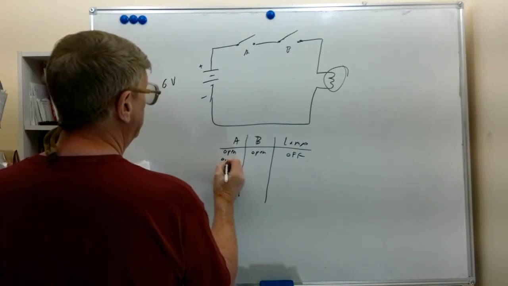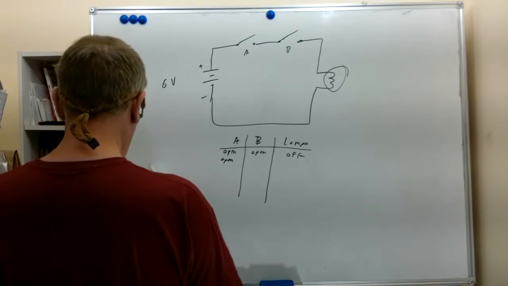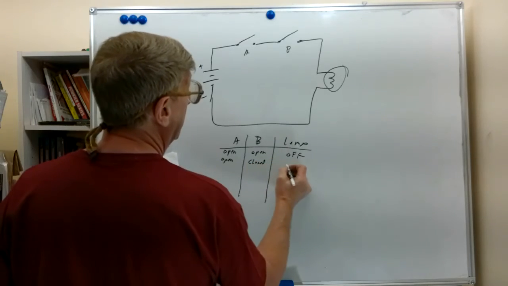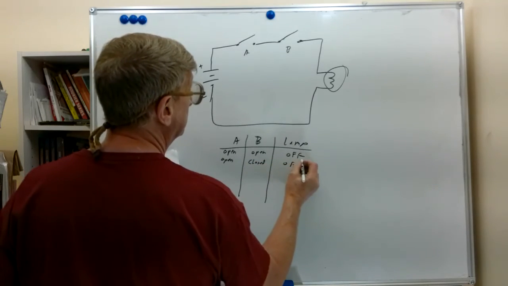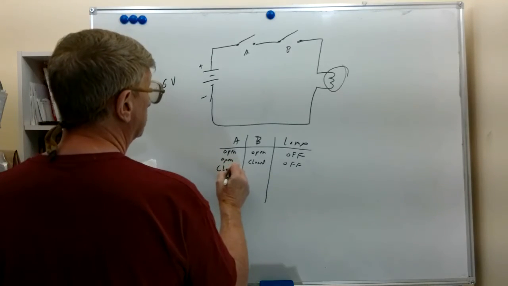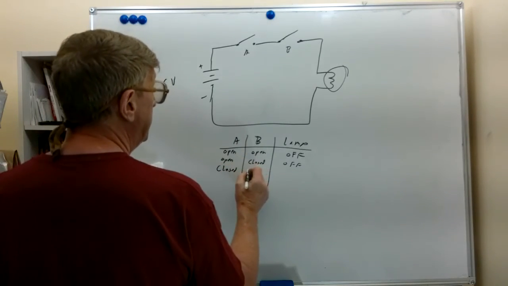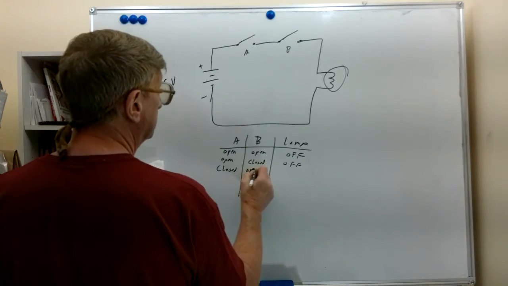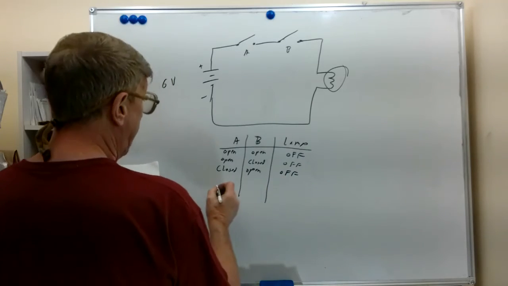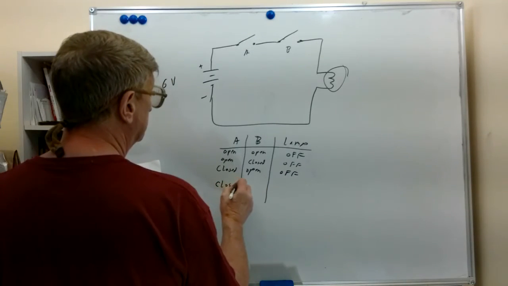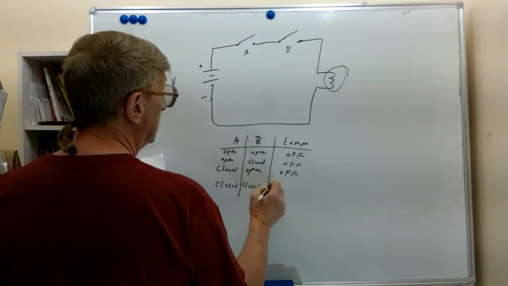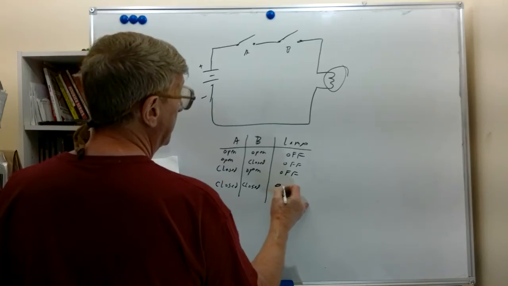Switch A open, switch B closed: still the lamp will be off. Switch A closed and switch B open: still the lamp will be off. Switch A closed and switch B closed: now the lamp will be on.